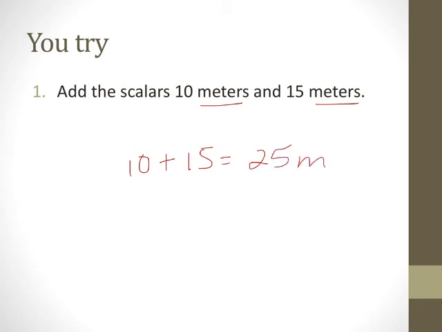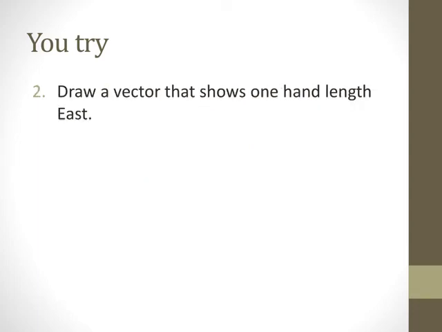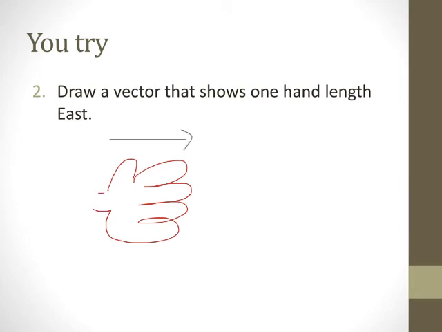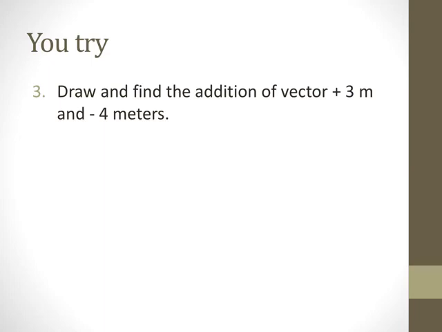Hopefully that was as easy for you as it was for me. Next, show a vector that's 1 hand length. This is just, take the length of your hand. If this is your hand, your vector would look something like this: the length of your hand and pointing east. Not meant to be too difficult.